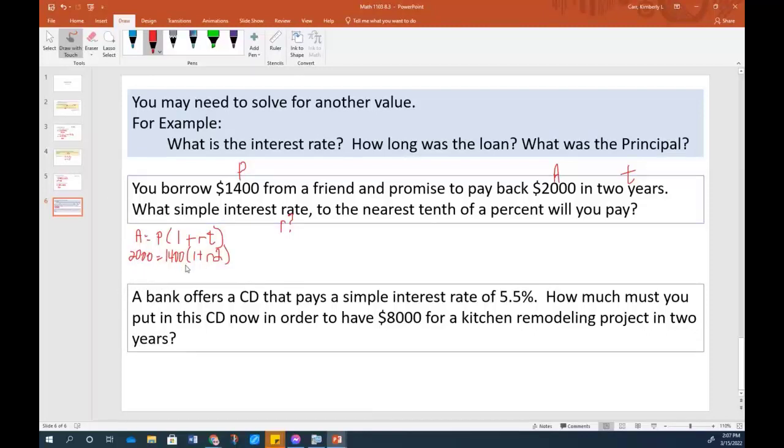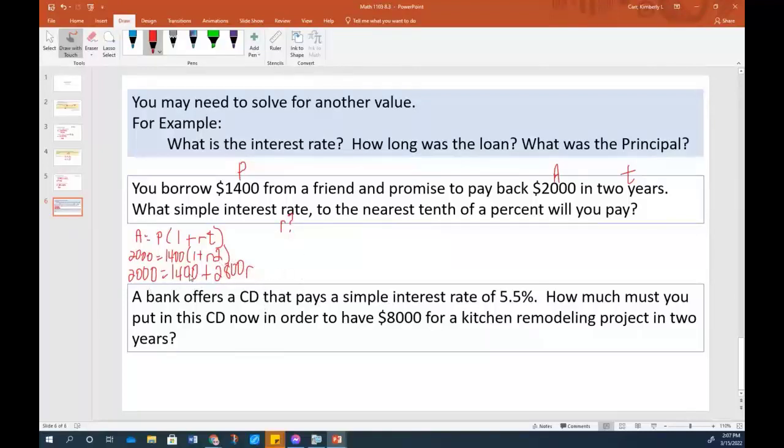I don't find that most students do that. Usually what most people do is distribute. So I am going to distribute, but if you divided first, that would be fine. But when I distribute here, 1,400 times 1 plus, and then even though this 2 is written behind it, it's really 1,400 times 2, which is 2,800. And then R, which I'm going to solve for.